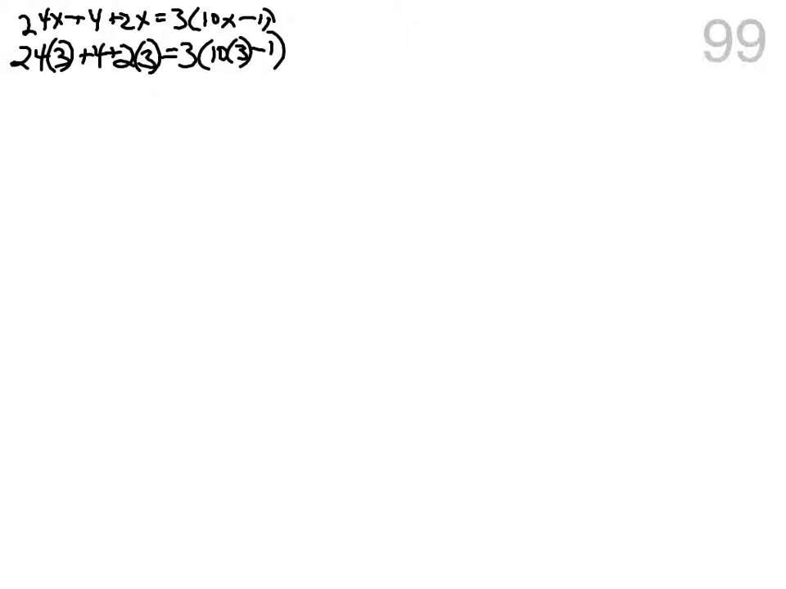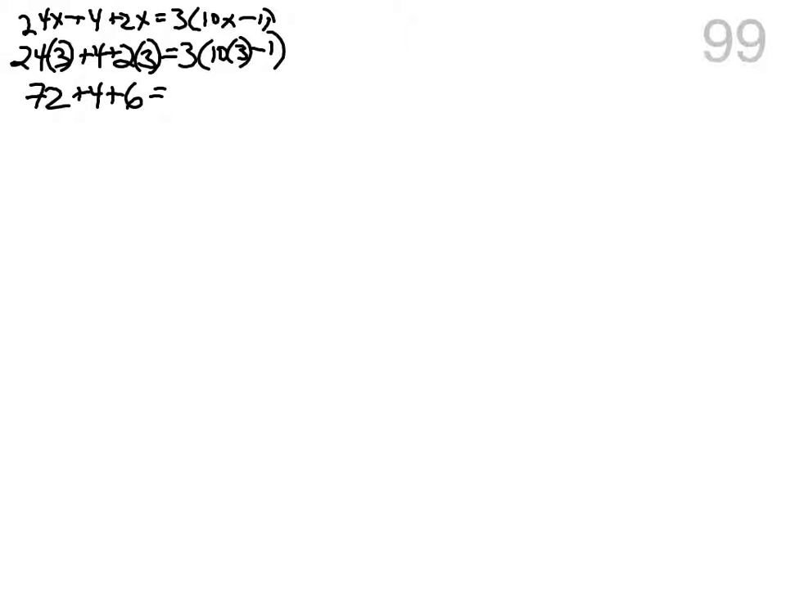I'm checking. 24 times 3 is 72, plus 4, plus 2 times 3 is 6. Over here, 10 times 3 is 30, minus 1 is 29. So this is 3 times 29. Now this is 76, 82, and 3 times 29 is 87. Does 82 equal 87? No. Therefore, it's not the answer. So when you take the quiz tomorrow, if you didn't realize that that's what I'm looking for, that's all I'm looking for. Really, really simple.